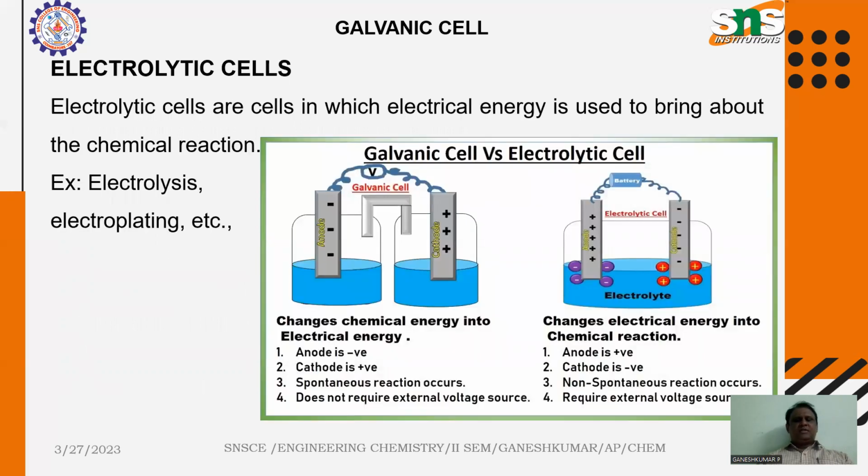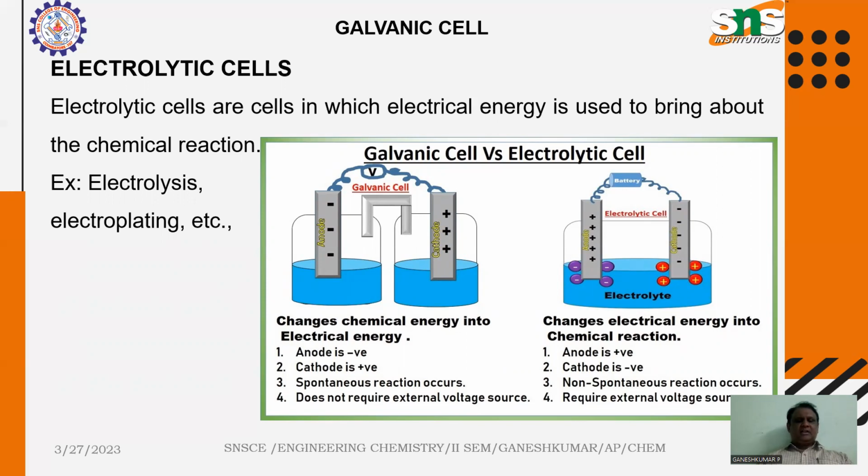So this diagram gives you the difference between the galvanic cell and the electrolytic cell. In a galvanic cell, chemical energy produces electrical energy. Here, electrical energy produces a chemical reaction. So in the galvanic cell, the anode is negative and the cathode is positive. But in the electrolytic cell, the anode is positive and the cathode is negative.